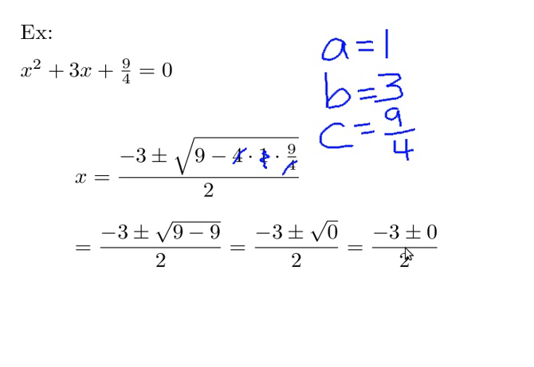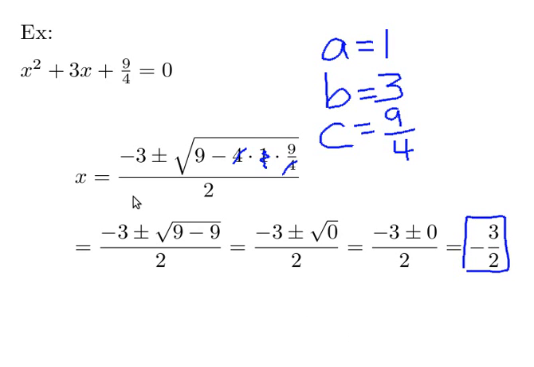So that means that we're actually only going to have one solution, because no matter whether this is positive or negative, it doesn't actually change anything. So that means the answer is going to be negative 3 halves. And of course, if you wanted to, you can put the negative out front, so you'll have negative 3 halves. It doesn't really matter, though. So that means that this is going to be our final solution to the problem.